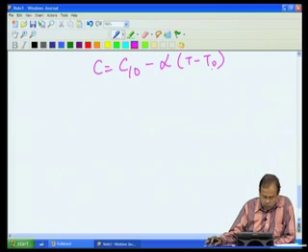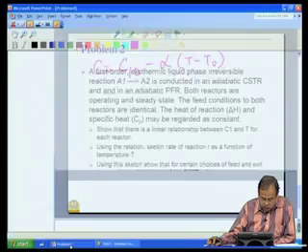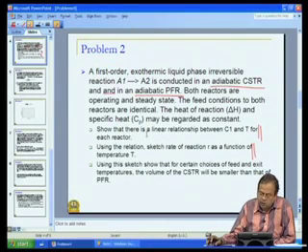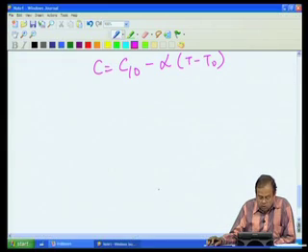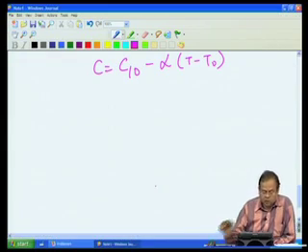So, what is the next problem? We have got the linear relationship between C1 and T. Using this relationship, sketch the rate of reaction as a function of temperature. So, what we have is a first order reaction.